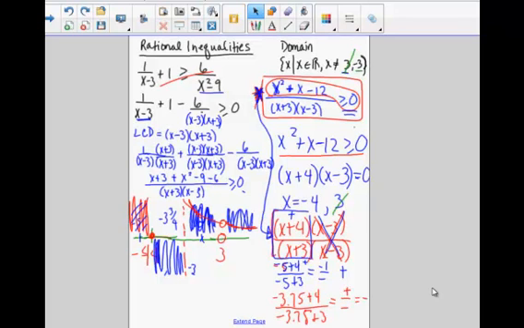So that won't really change my answer because I have to stop at the hole. It's not an asymptote, but I still can't include it.